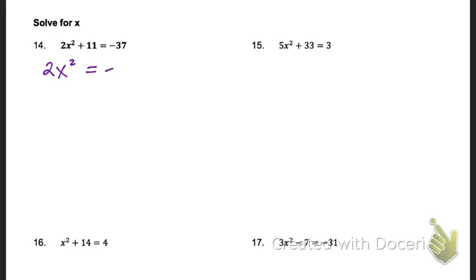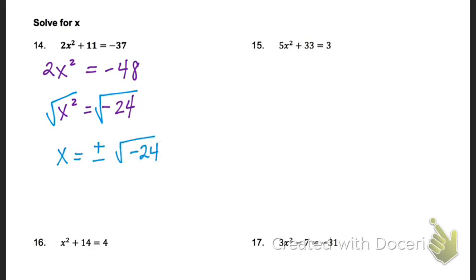So negative 48, when I divide by 2, becomes what? Negative 24. What do I do next? Square root it. So x equals plus or minus the square root of negative 24. Yes, we have already done it. Plus or minus 2i root 6.